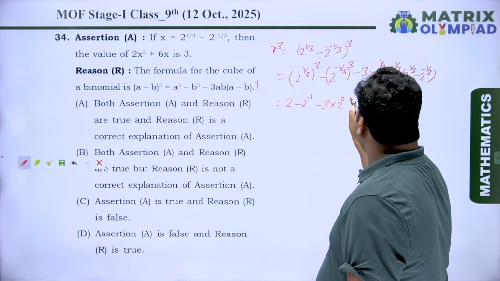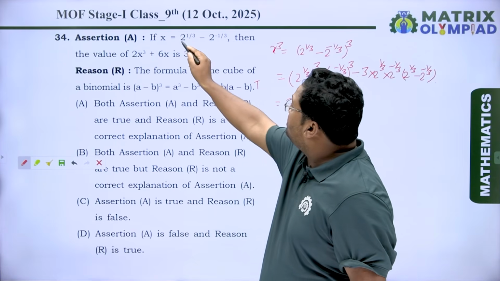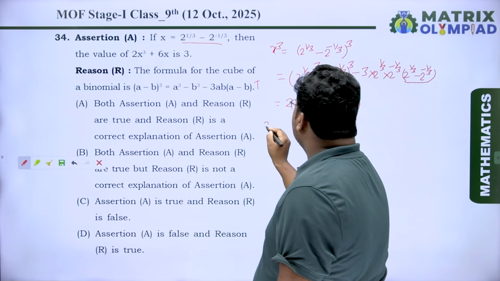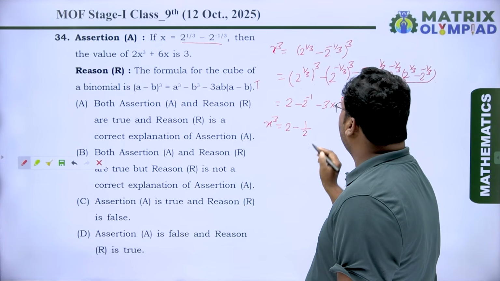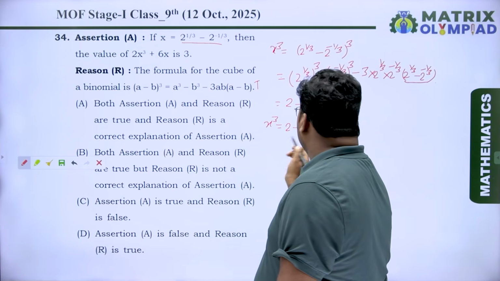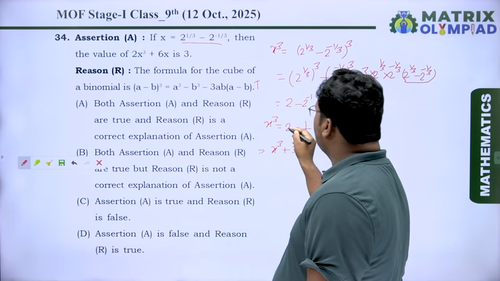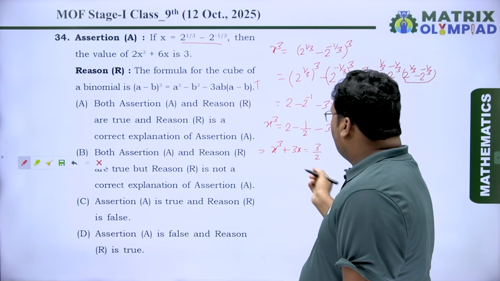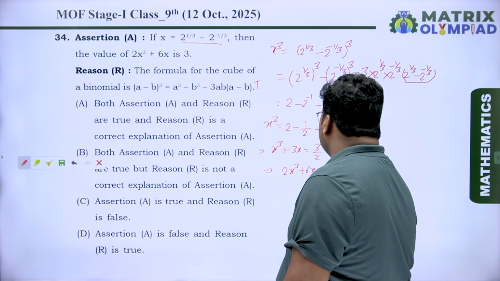So it is 2 to the power 0, and it is 2 to the power 1 by 3 minus 2 to the power minus 1 by 3. From here you can see this value is equal to x. So I have to put this value as x. So it is x cube equal to 2 minus 2 to the power minus 1, which is 1 by 2, so it is 1 by 2 minus 2 to the power 0 which is 1, and it is 3x. Now you can check here, this 3x comes here. So it is x cube plus 3x, and it is 2 minus 1 by 2 minus 1, which is 3 by 2. Now we have to multiply this by 2, so we will get 2x cube plus 6x is equal to 3.